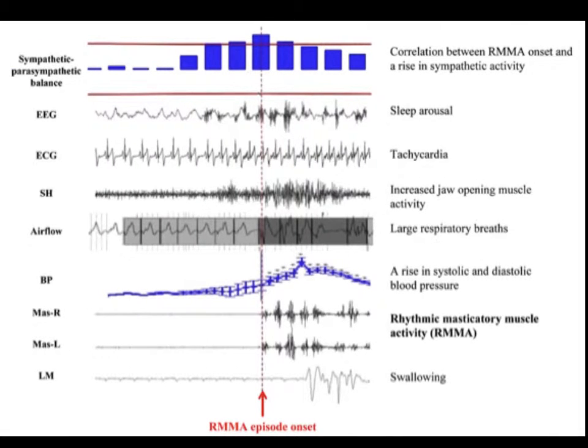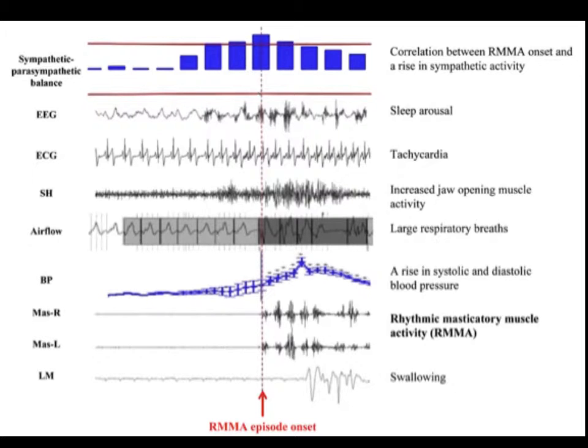I feel this is a very important slide to understand. It's Dental Clinics of North America, 2012. Gilles Levine is one of the authors for this paper. And what you do is you start here at the top, and you'll see that the sympathetic nervous system ramps up to a crescendo, and the high point being the tallest blue bar. If you come down below that, you will see that the sleep arousal happens right at the crescendo of that.